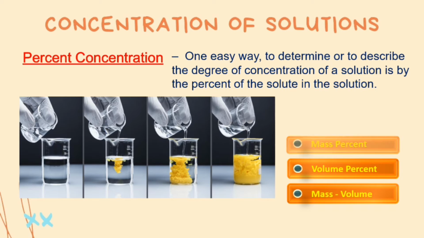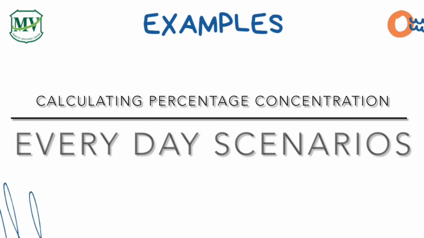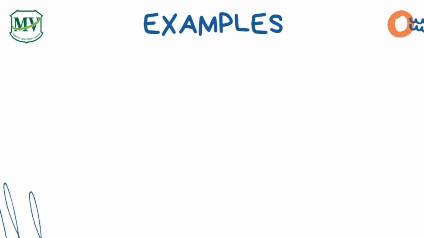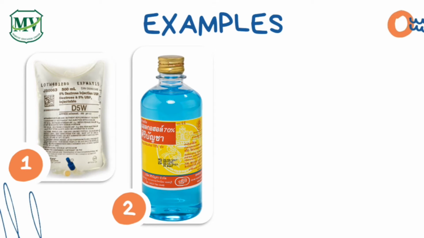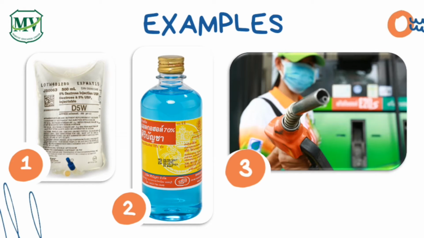Method number 1, mass percent. Number 2, volume percent. Number 3, mass volume percent. Here are examples of the applications of the calculation of percentage concentrations in everyday scenarios. Number 1, an IV fluid of 5% dextrose in aqueous solution. Number 2, 15% solution of ethyl alcohol in water, which is very useful nowadays. And number 3, 20% blend of ethanol gasoline mixture.